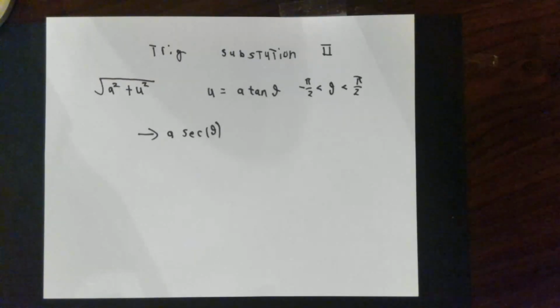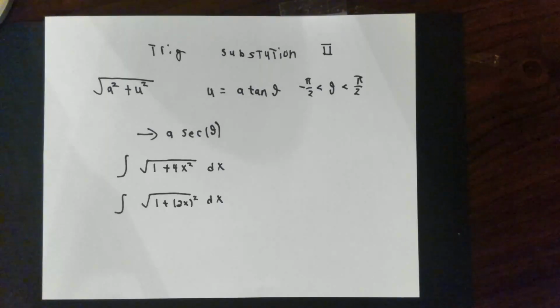The substitution that we'll use is u equal a times tangent theta, where theta is strictly between negative pi over 2 and pi over 2. If you make that substitution on the indicated range, the square root quantity works out to be a multiplied by secant of theta. As before, we'll look at a few examples of this kind of thing.